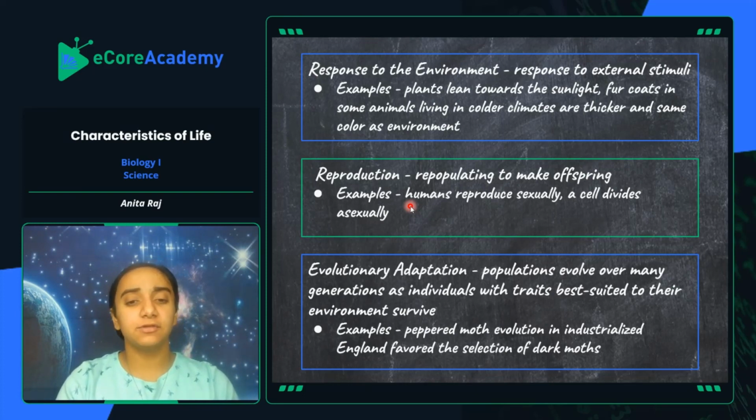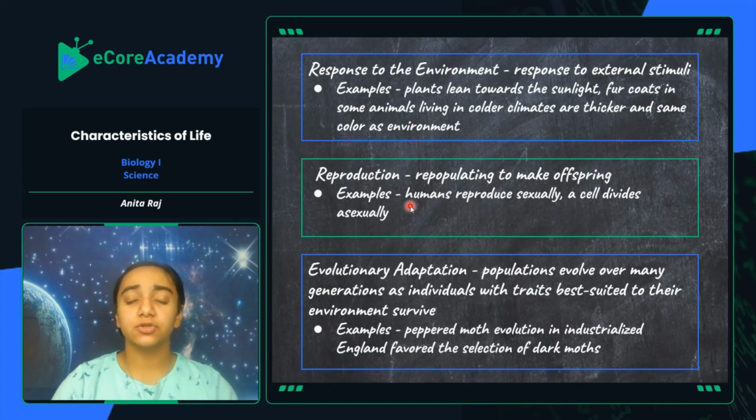Lastly, we have evolutionary adaptation. So populations evolve over many generations as individuals with traits best suited to their environment survive. So we'll talk about evolution. I actually finished it. I'm in AP Bio right now, but I just finished a unit on evolution. So evolution is pretty much changes in an individual. That's the easiest way I can put it.